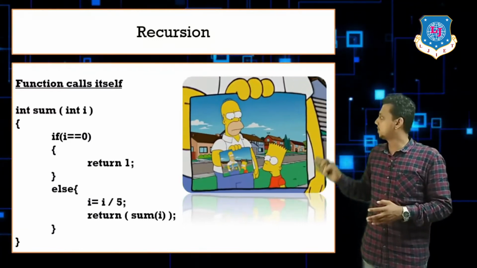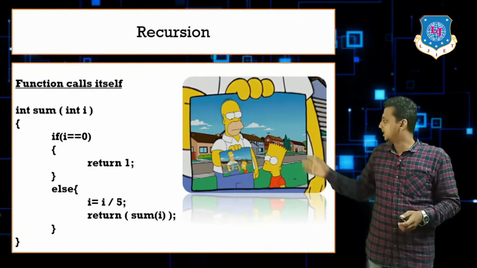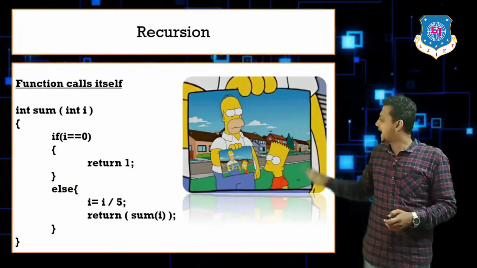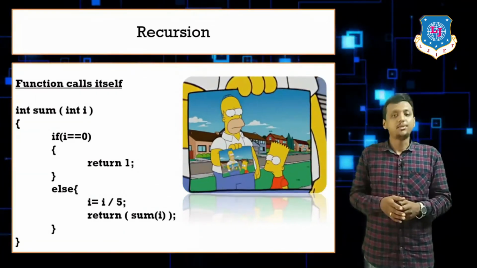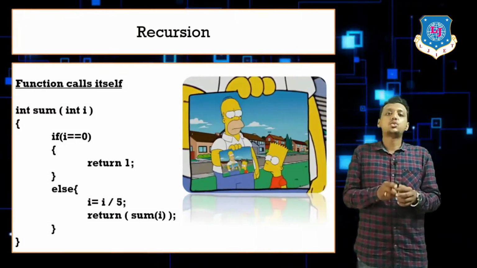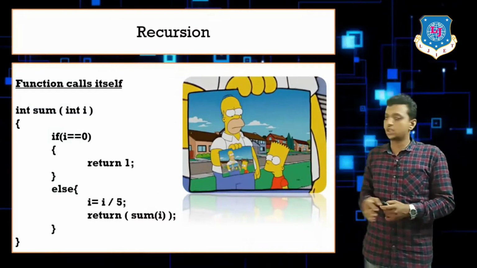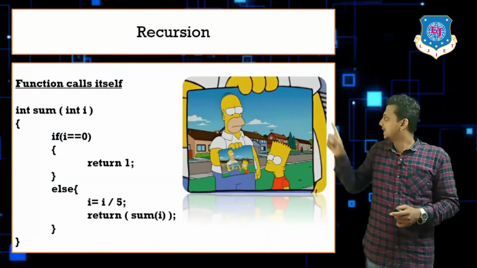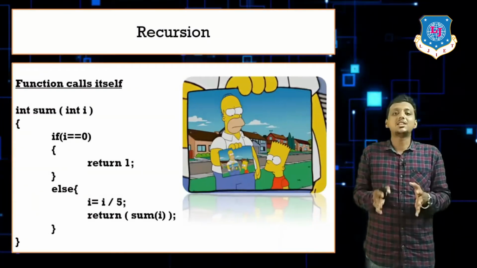I took a function like integer sum. It has one parameter, integer I. Then if I is equal to 0, it returns 1. And then in the else part, I is divided by 5, and it returns sum of I again. So students, if you pass any value in this function, it will stop the recursive calling once it gets a 0 value. So such like this, recursion works.